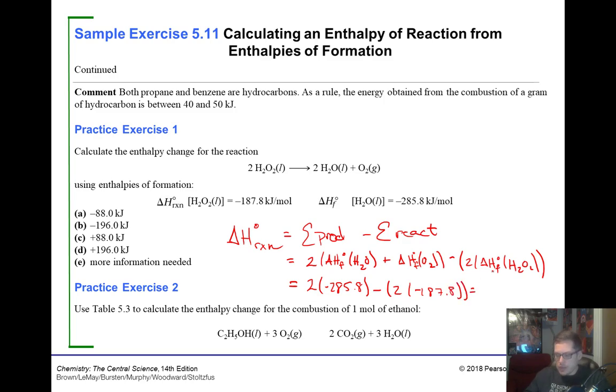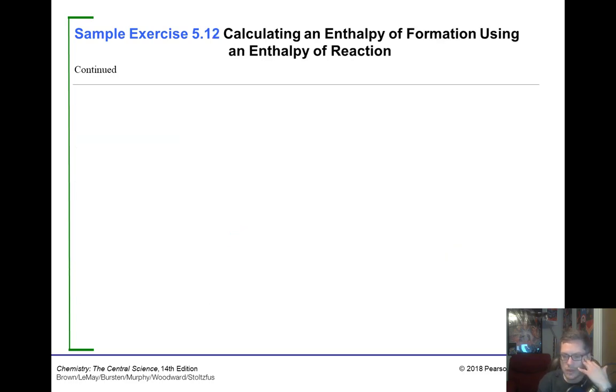We'll plug that into our calculator: 2 times negative 285.8 plus 2 times 187.8, and we get negative 196 kilojoules. Pretty easy. We'll do the next one in class, since I don't have a textbook with me.